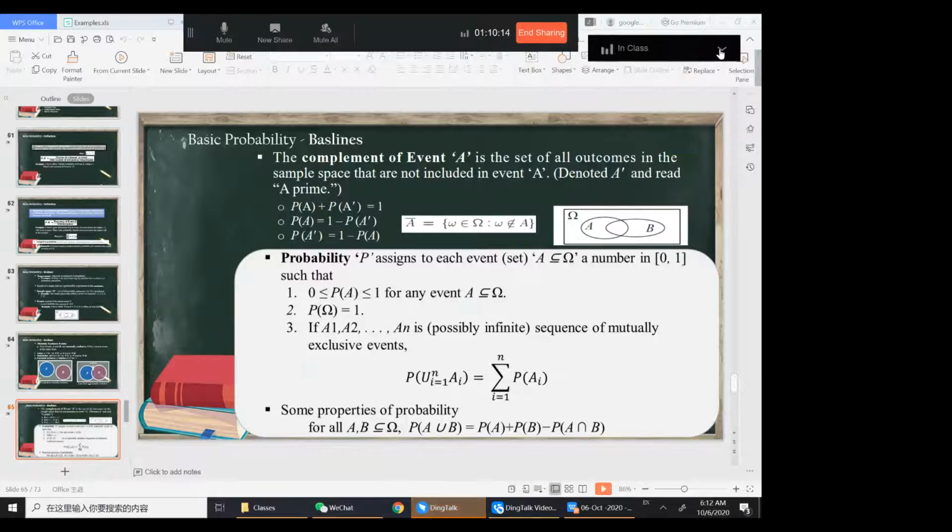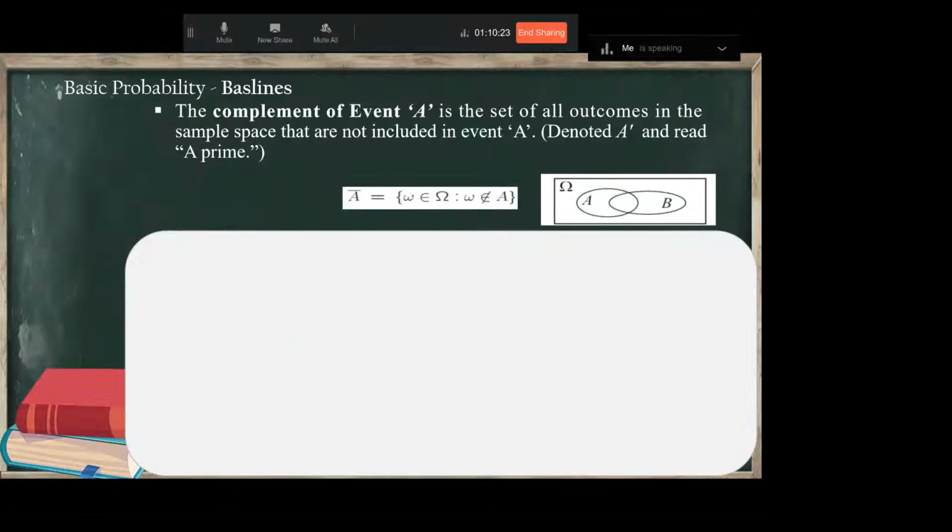Before going to the examples, let me take you through the concept of the complementary rule. This is also known as the law of complements.